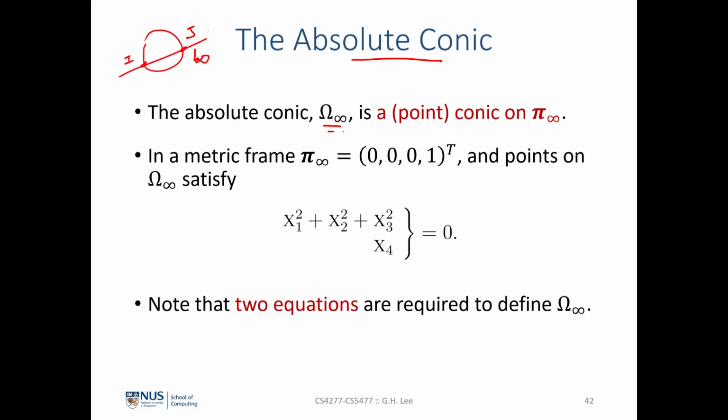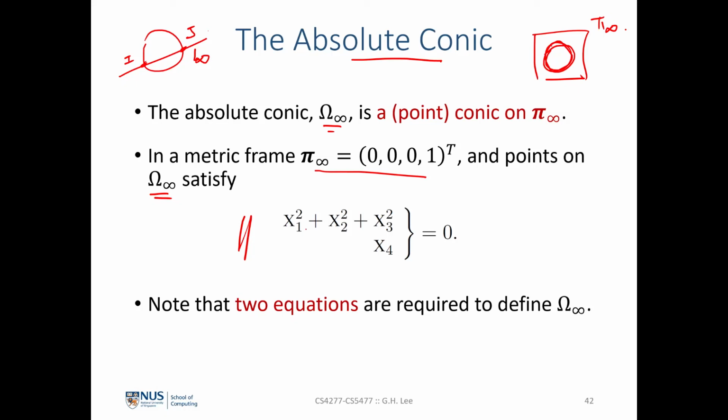omega infinity, it's a point conic on pi infinity. It means that it's actually a conic that is on the plane at infinity. So any conic that lies on the plane at infinity is known as the absolute conic, denoted by omega infinity. And in the metric frame, we know that the homogeneous coordinates of pi infinity is given by this vector over here, and the points on omega infinity, the absolute conic, would satisfy these two equations here.